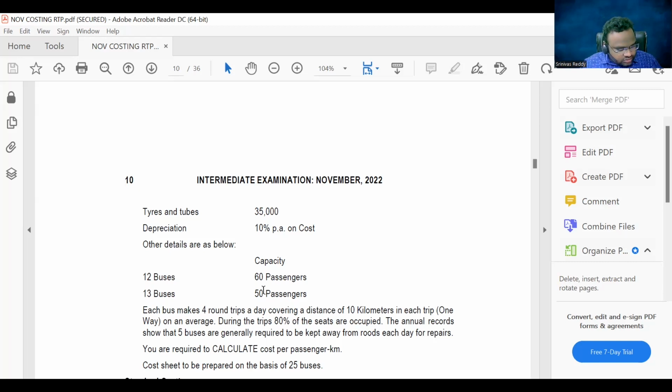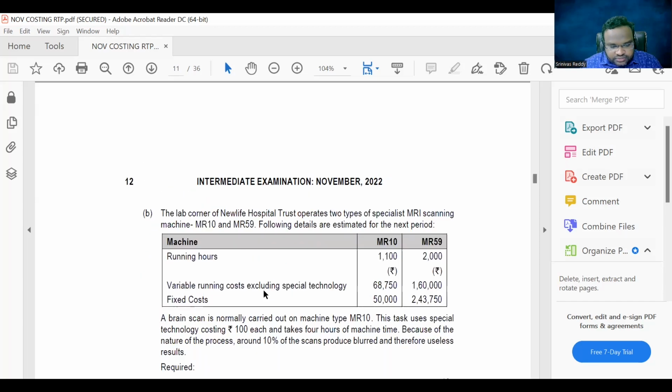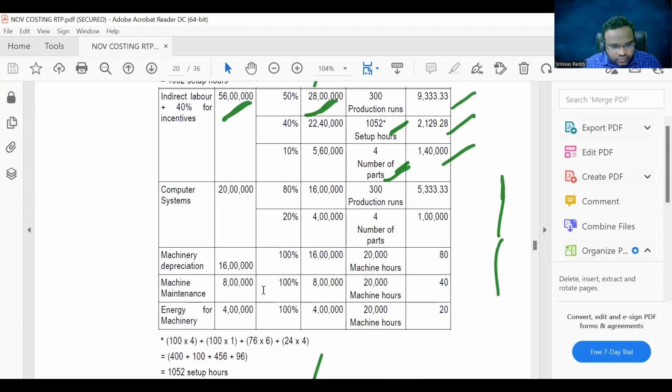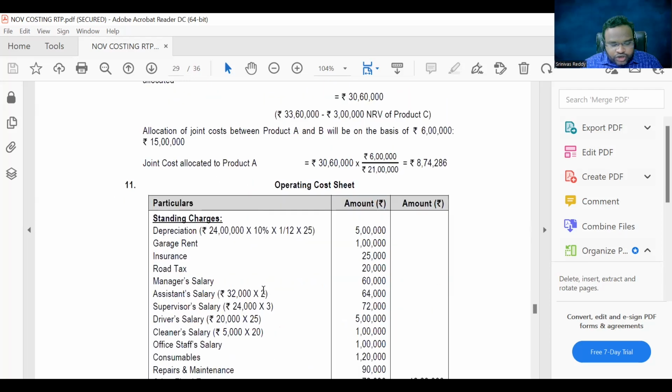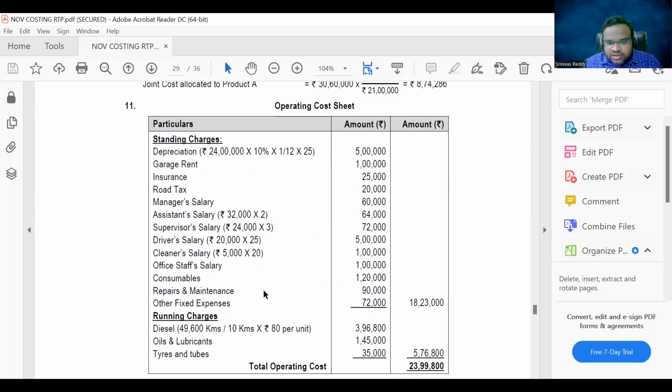So once you work out the total cost, you need to divide it by the passenger kilometers you'll get. So depreciation, how much amount? 24 lakhs is right. 10% is depreciation. And we are working it out for a month, October month. That is the reason 1 by 12. And this is for one bus into 25 buses. Garage rent is for 25.